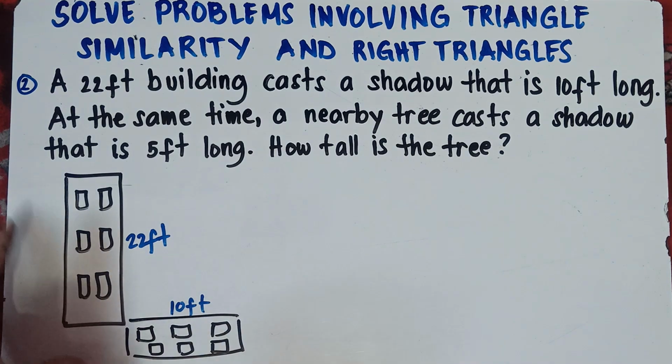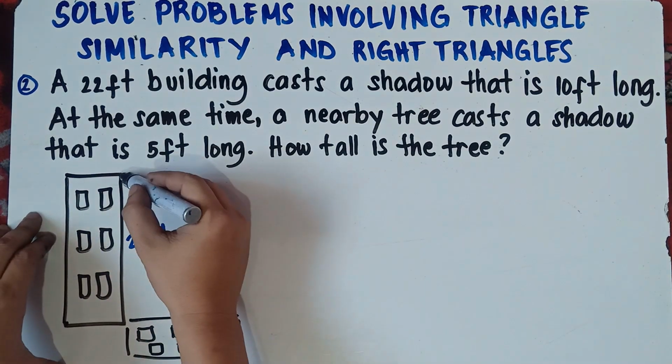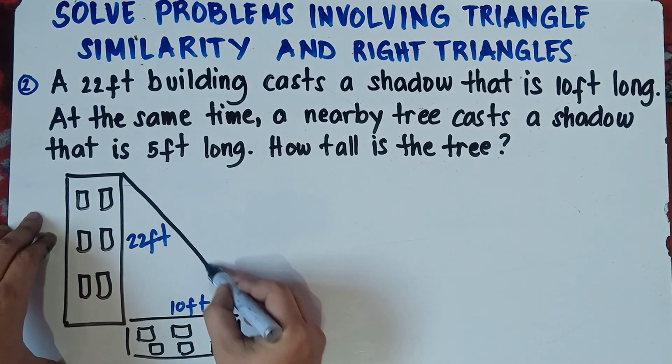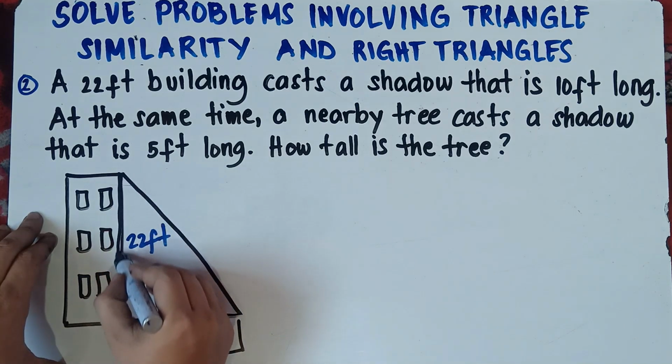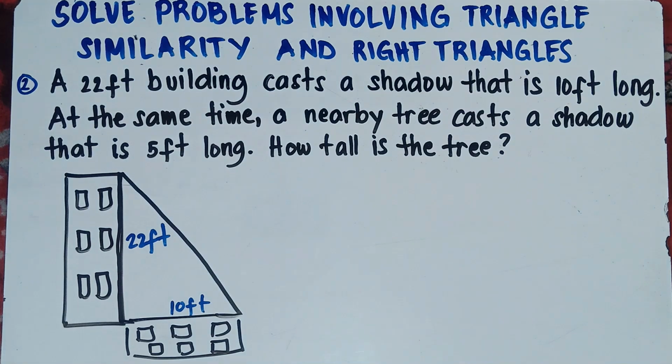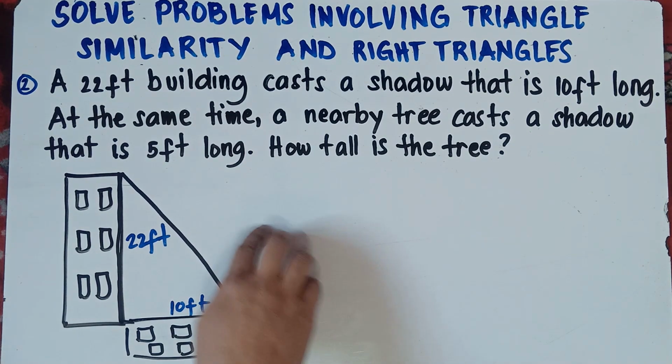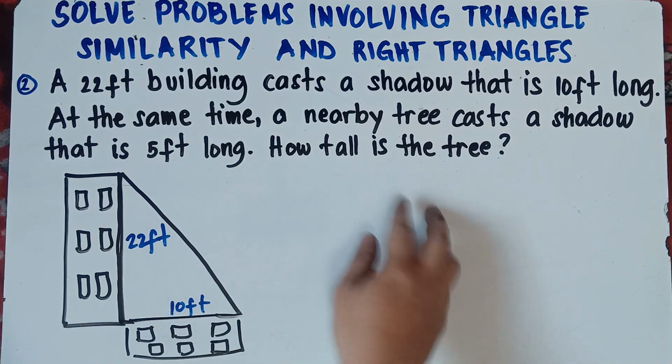In this scenario, class, based on this given illustration, we can form a triangle, right? If we connect this one, this will be a triangle. Now, at the same time, a nearby tree casts a shadow that is 5 feet long. How tall is the tree?